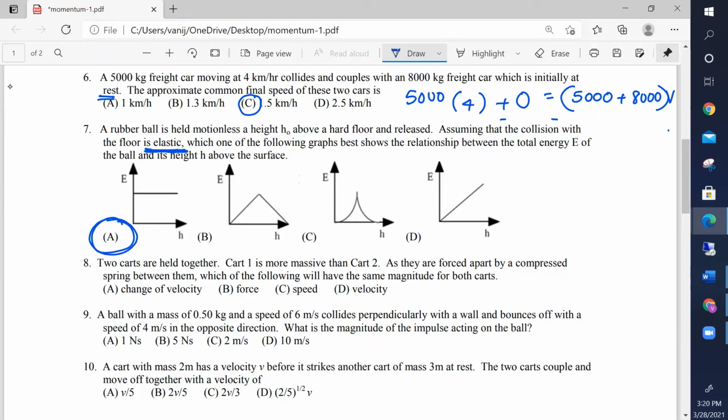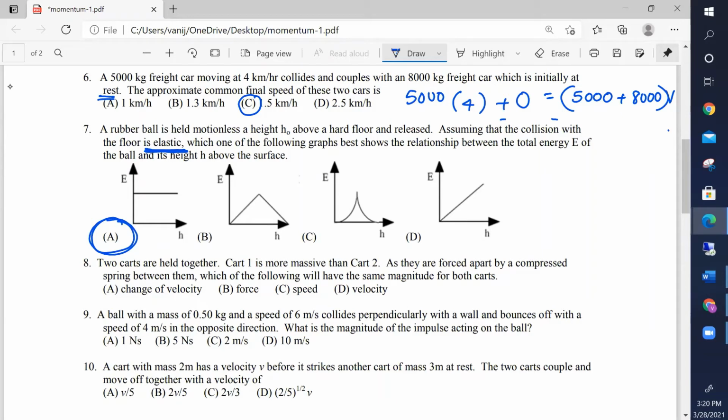Okay, 8. Two carts are held together. Cart 1 is more massive than cart 2. As they're forced apart by a compressed spring between them, which of the following will have the same magnitude for both carts?